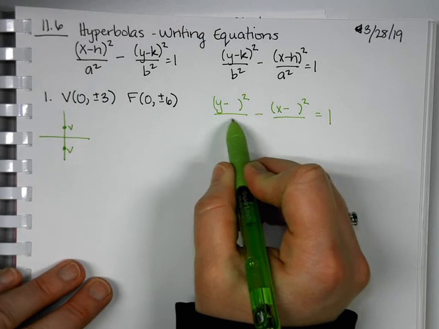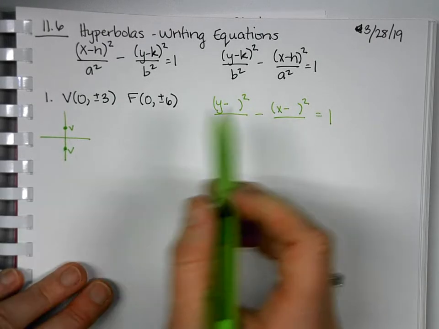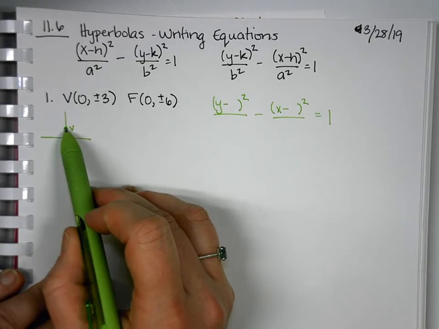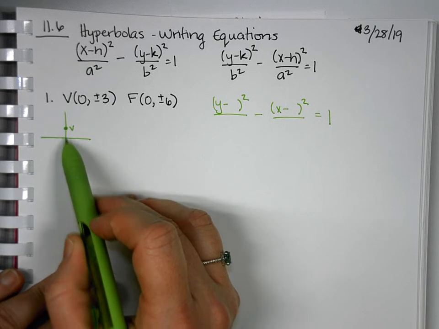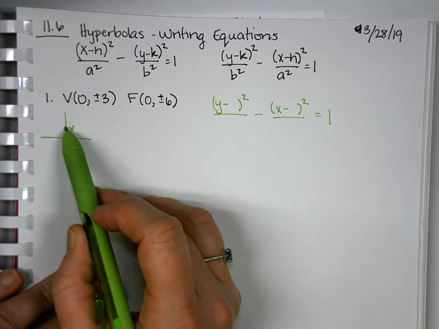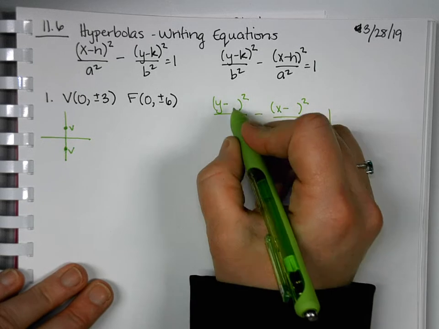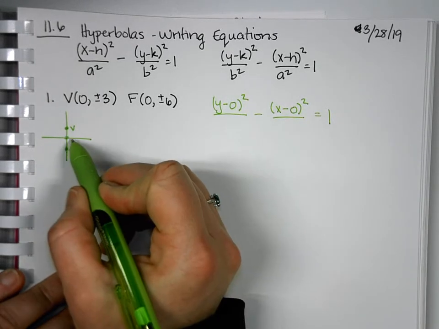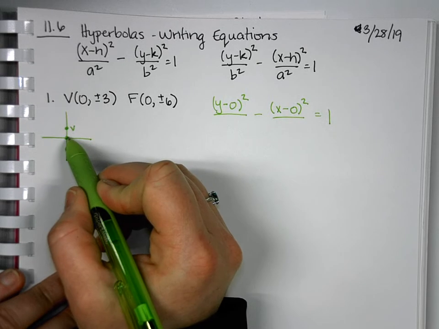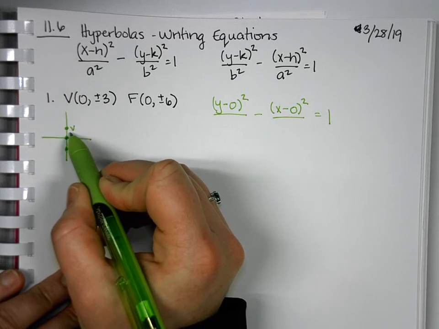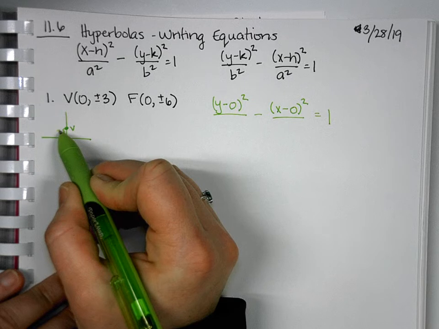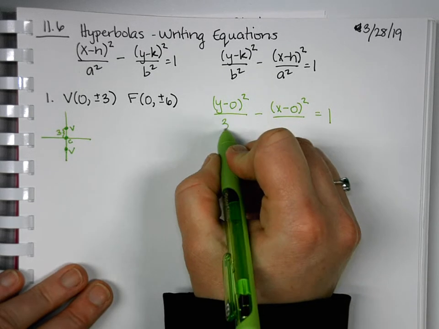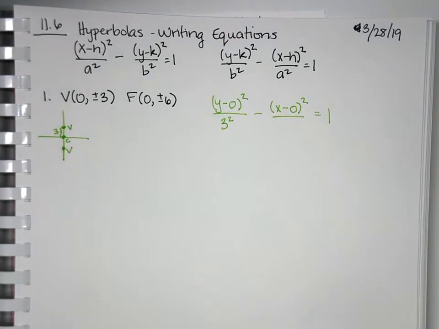Now for the number that comes under here, actually let's do the center first. My center is halfway in between. So what's halfway between 0, 3 and 0, negative 3? That would be 0, 0. So I can put zeros here. So there's my center. The distance between the center and the vertex is a distance of 3. So I'm going to have 3 squared underneath my y.